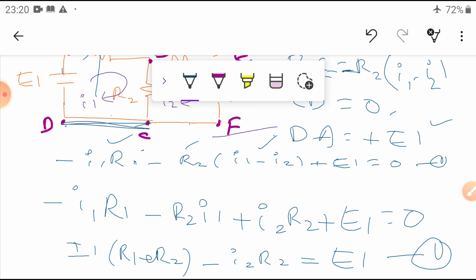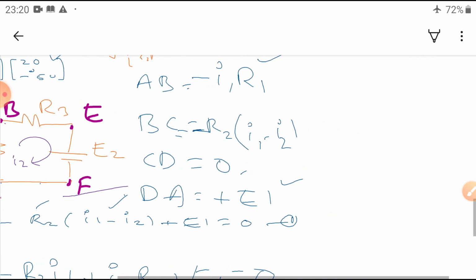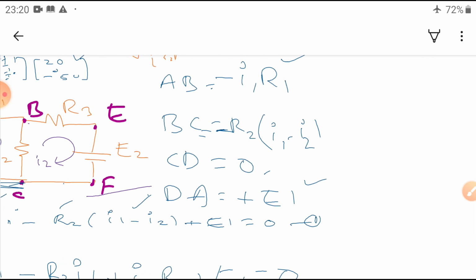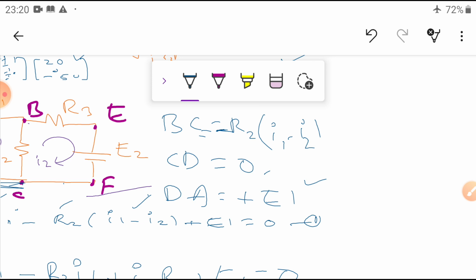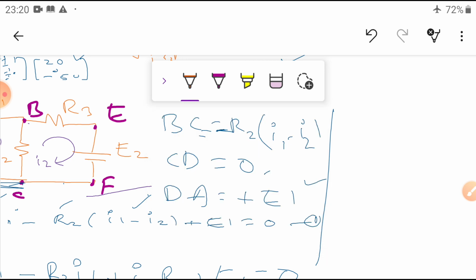Now, coming to the second equation, you write the second equation here. Now write the second equation, B to E. B to E, simple current: what is the current? The I2 current is going, so minus I2 R3, the IR drop. E to F, what is the current? Minus to plus, so minus E2.